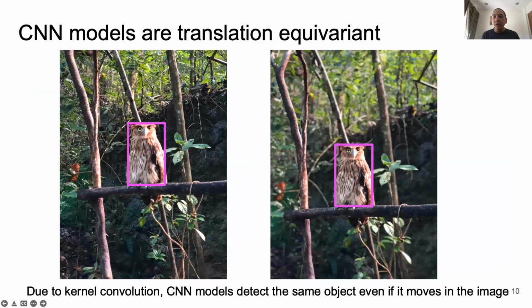CNNs are also translation equivariant, meaning if we translate the target object within the image, CNN models can still recognize it. Translation equivariance is due to the kernel, which is shared as it is convolved with the whole feature map. In other words, the same kernel is shared by the entire feature.